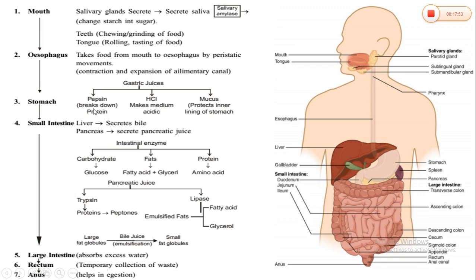And pepsin is involved in protein digestion. So I've already told you in previous online tutorials that enzymes are biological catalysts, which are proteins by nature, and they are very specific. Proteases will break down proteins. Amylases will break down carbohydrates. So you are seeing that in different parts of the alimentary canal, different biomolecules of the food are being digested and taken care of. So pepsin is involved in the breakdown of proteins. And of course, hydrochloric acid, which is a part of these gastric juices, makes the medium acidic. And why do we need the acidic medium?